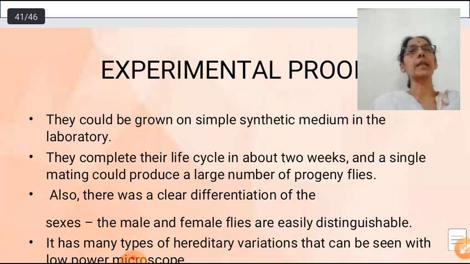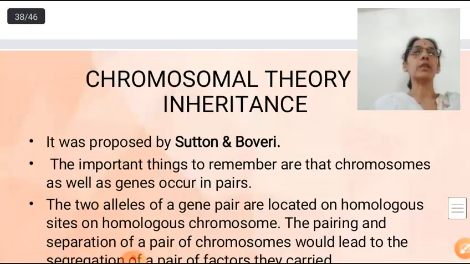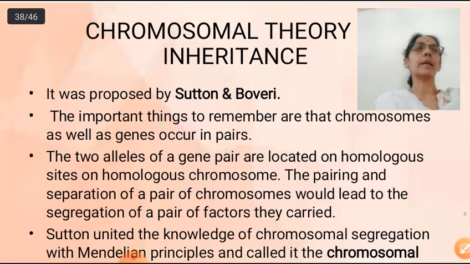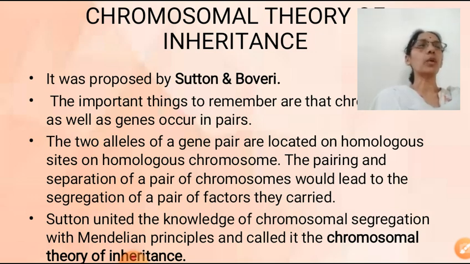Then you have studied the chromosomal theory of inheritance. It was proposed by Sutton and Boveri. They considered that the behavior of chromosomes as well as genes are parallel to each other. They both always occur in pairs. The allele pairs of a gene are always located in the homologous site of homologous chromosomes. The pairing and separation of chromosomes lead to the separation of the pair of genes or factors they carry.